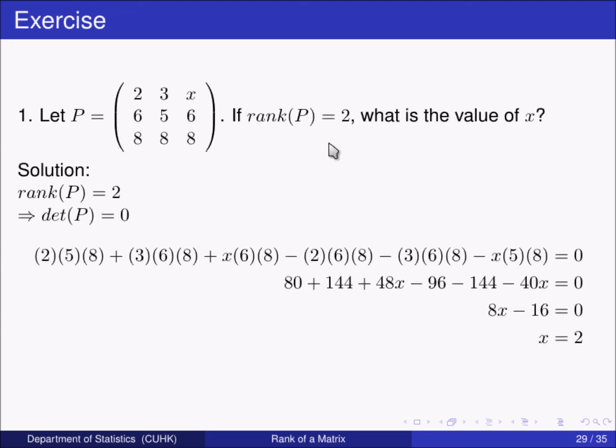The order of P is 3, but the rank is 2. That is, P is rank deficient, so the determinant is 0. We can compute the determinant as shown and see that x is equal to 2.